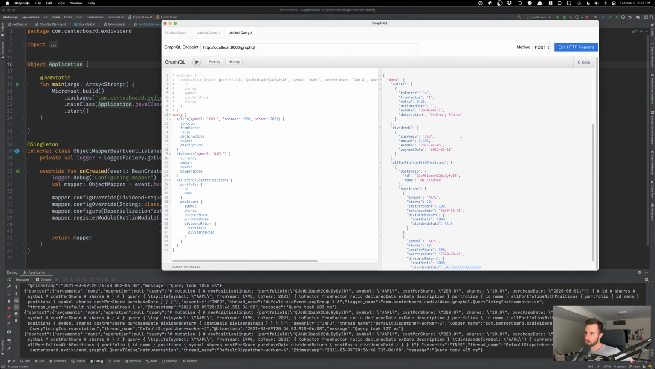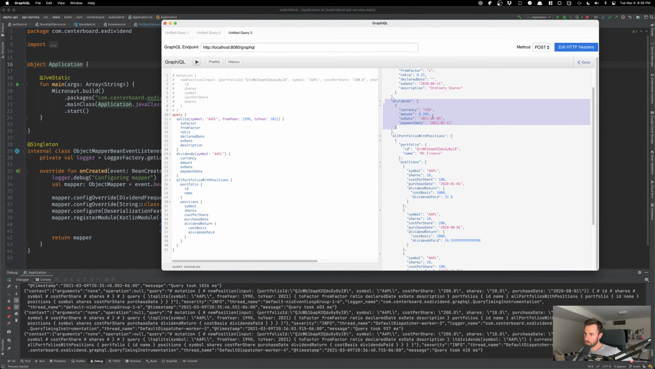This is what I love about GraphQL, is you can just dump this right in here. So the ex-date was February 5th. Payment was February 11th. And it paid roughly 20 cents per share.